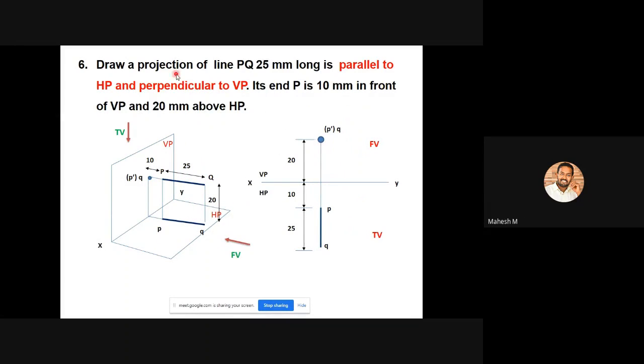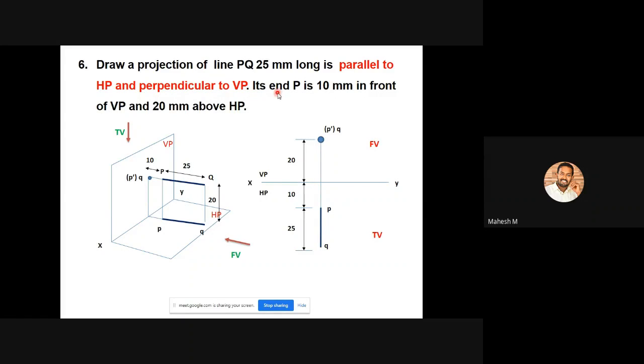So here the name of the line is PQ and the true length of this line is 25 mm. Okay, so the condition is parallel to HP and perpendicular to VP. So if you know about this condition, you have to create a vertical line in top view, you have to create a point in front view. Okay, and the condition, actually we know the condition.